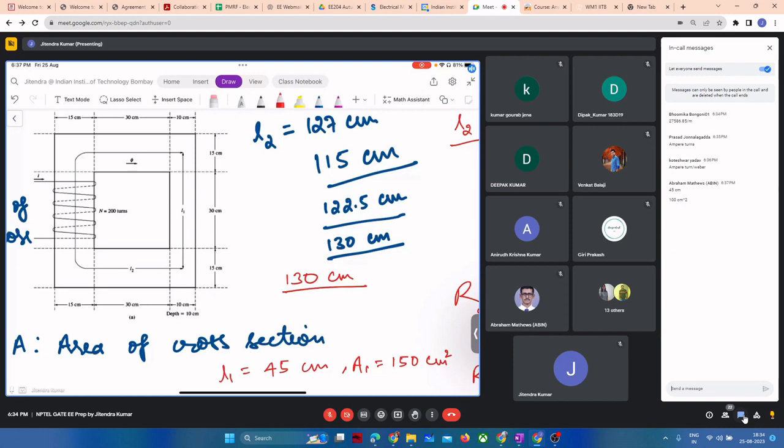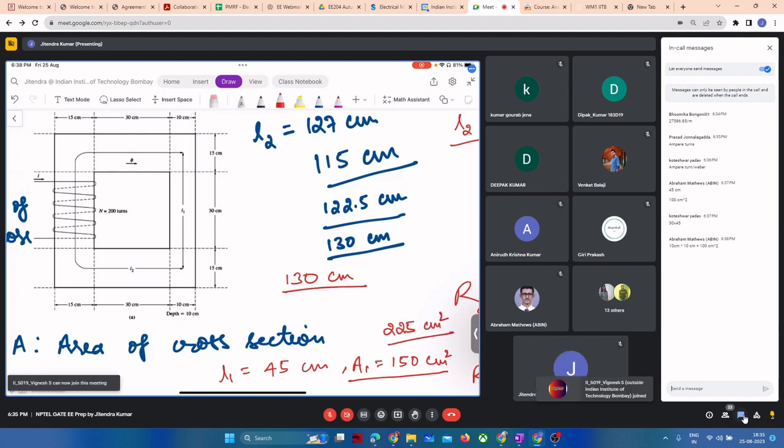It doesn't seem correct. Why? Any other answer for A1? How did you compute 150 centimeter square? 225. It is also not correct. 100 centimeter square has been answered by Abraham. Yeah, that is correct. 100 centimeter square is correct.